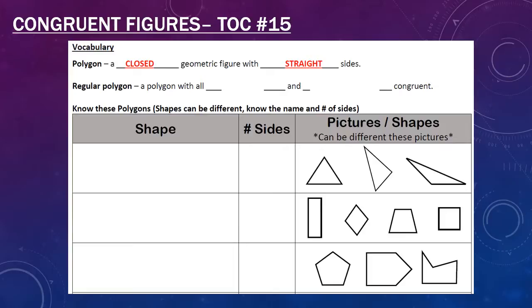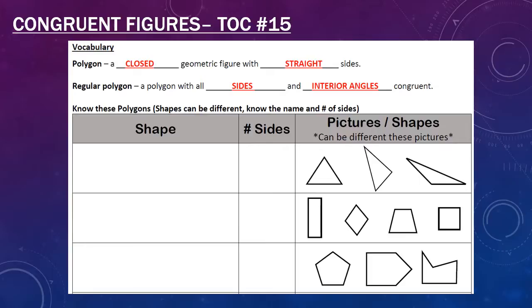Circles are not polygons. A regular polygon, and this is important, if you see regular polygon, that doesn't mean that there's nothing special. It means that all of its sides and interior or inside angles are congruent. So a regular polygon means that all of the sides are exactly the same length and all of its inside angles are all the same measurement. So that's what regular polygon means.